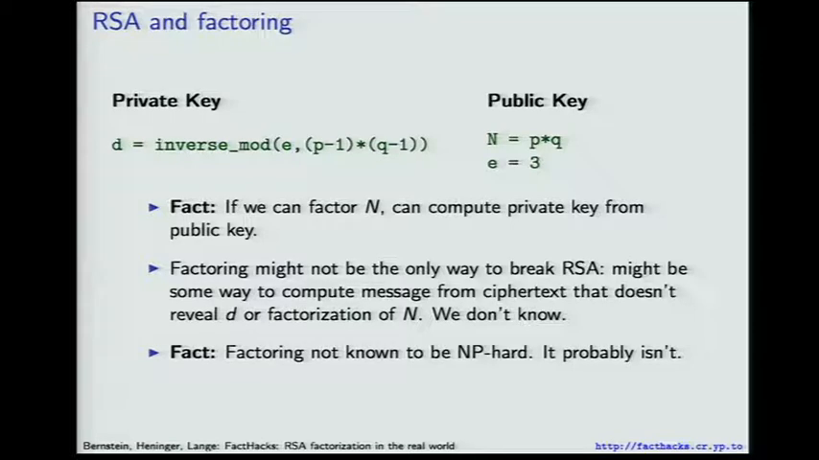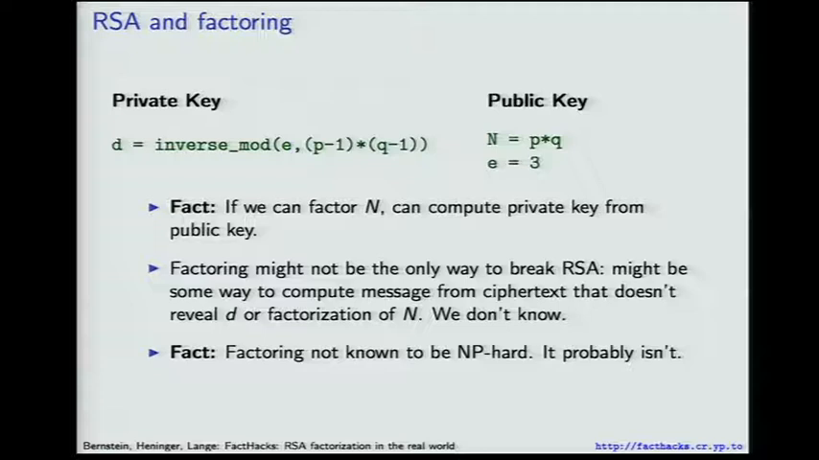Now, you can see easily from the formula for the private key here that if you know how to factor n into its prime factors p and q, then you can just compute d, the decryption exponent, your private key. So clearly, if you can factor n, you can compute the private key. But we don't actually know that factoring is the only way to break RSA. So there might be some way that you can compute messages from ciphertext that doesn't actually reveal the private key. And there's no proof either way that this is or is not possible.